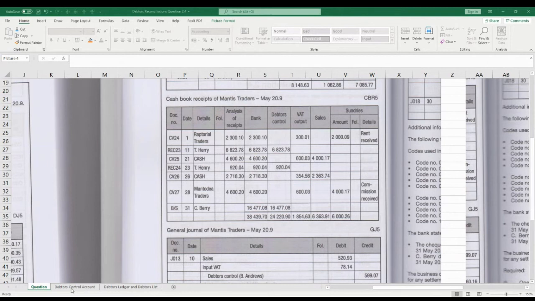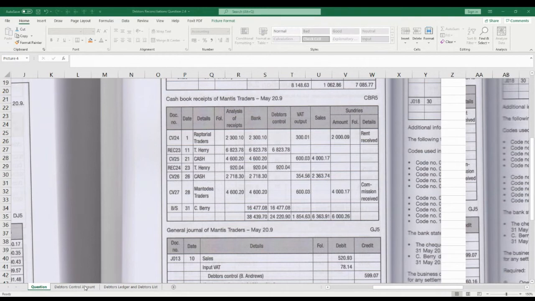So let's look at the control account. Now we said, okay, from the cash book receipts, we only take the debtors control, because that is the debtors, T. Harry, T. Henry, C. Berry. Now, if you're unsure in the test and you completely blank out, just go check the details and look for those debtors' names. That will assist you to see which column it would relate to. You would look for the column that only has those debtors' information in it, and then you would get the correct column.